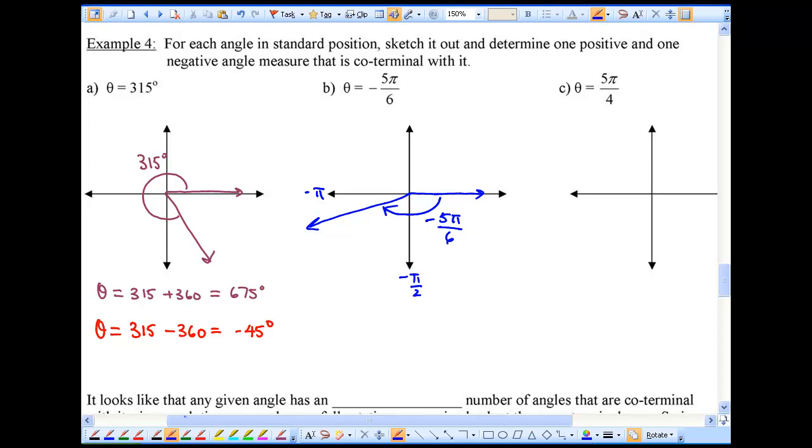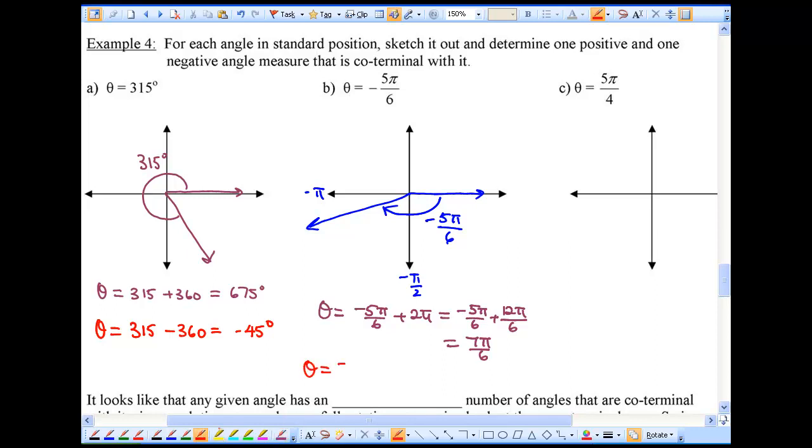Once again, I'm going to ask you to find one positive, one negative. So for the positive one, I'm going to add not 360, but 2 pi. And by the way, to do that, you need to find the common denominator. So the common denominator seems to be 6. How do you convert 2 pi over 1 into something over 6? Yes, you do multiply by 6. So negative 5 pi plus 12 pi is 7 pi over 6.